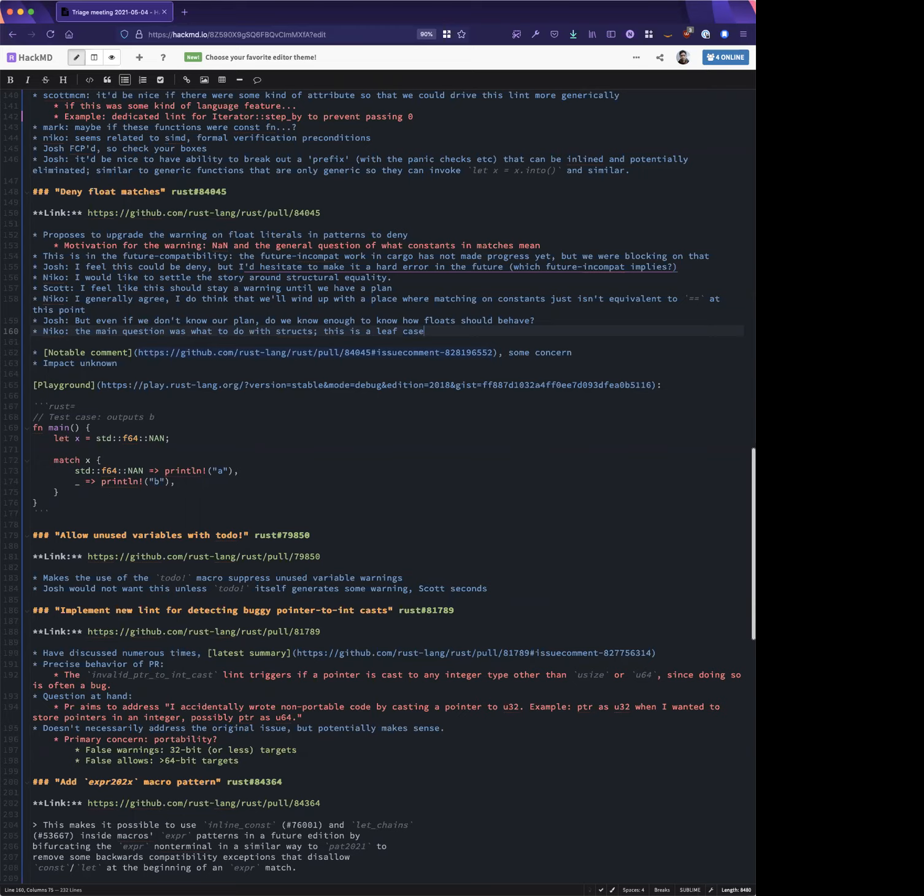This lint? Yeah, this would apply anytime you do a float literal in a pattern. And is this just non-range patterns or range patterns as well? Like, can I just put 1.0 dot dot equals 1.0 and the compiler will shut up?